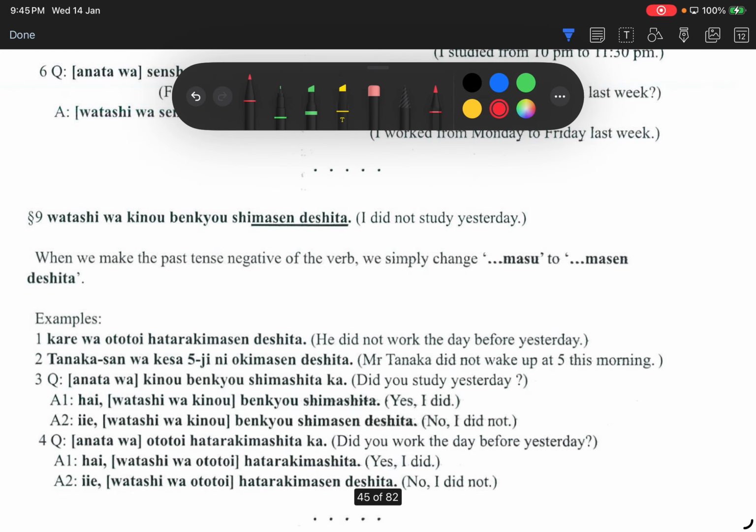Okay, let's go to number 9. 私は昨日勉強します. します means I will study. しません means I will not study. 勉強しません. Then I put the past tense でした. So 勉強しませんでした. So しません means negative, right? でした is the past tense. So this is negative past tense.